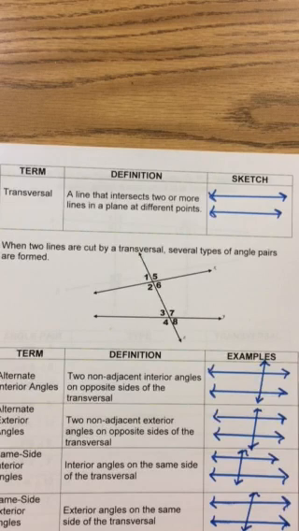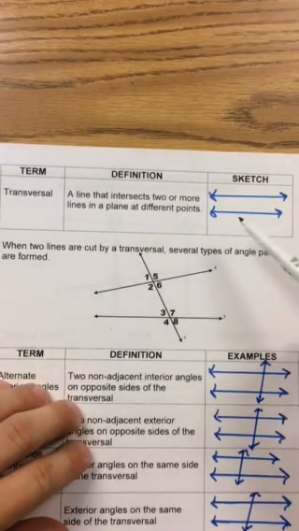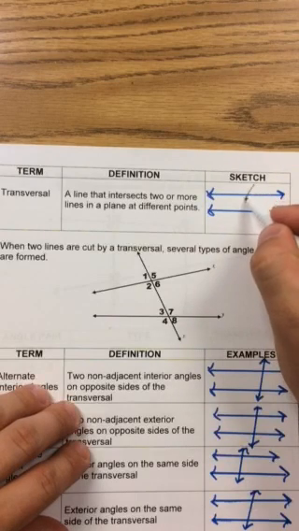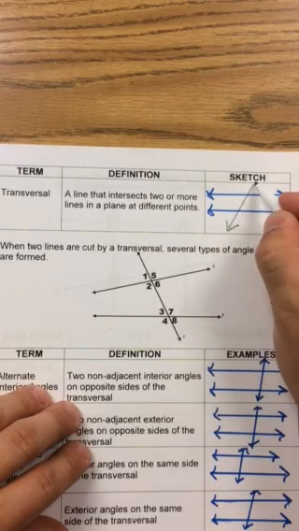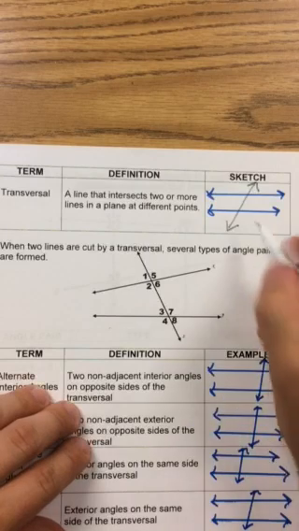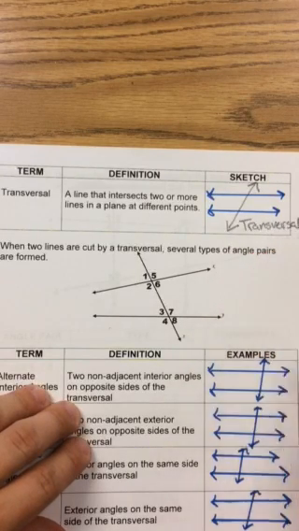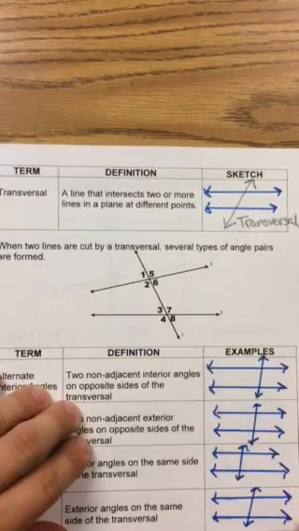All right, looking on. A transversal is our next definition. A transversal is a line that intersects two or more lines in a plane at different points. Again, I'm on a sheet of paper, which means that it's on the same plane. I've got two lines, and I'm going to draw a line right there. That would be my transversal. Okay, that is my transversal right there.